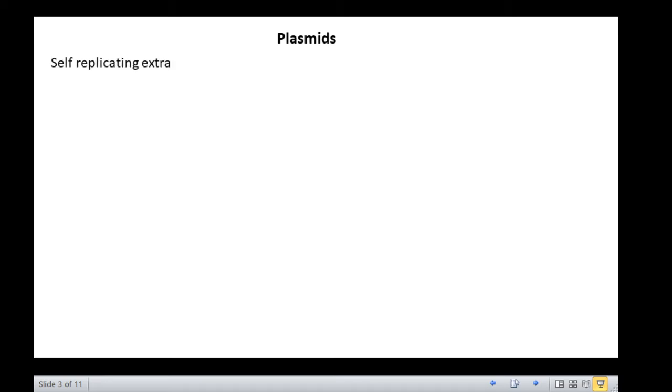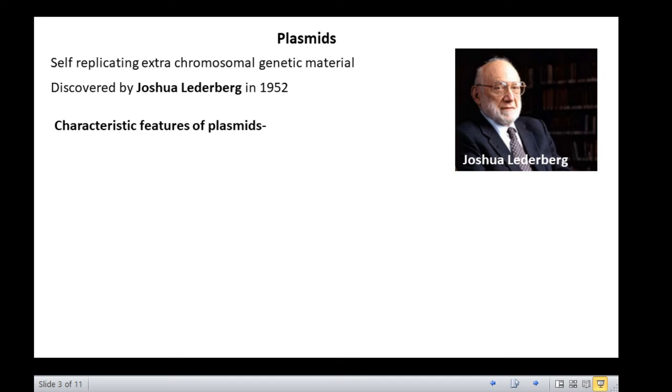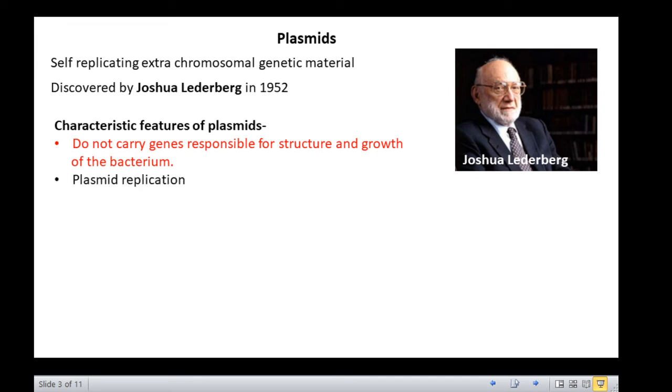Plasmids are defined as extrachromosomal genetic materials, which are capable of self-replicating. The term plasmid was actually coined by Joshua Lederberg in 1952 to describe all extranuclear genetic material. Let us now discuss the characteristics of plasmids. The first and foremost thing is that plasmids do not carry genes responsible for structure and growth of the bacteria. Thus, it should be possible to remove the plasmid from a bacterial cell without affecting its viability. The second important feature is that the plasmid replication is independent of the chromosomal replication cycle.